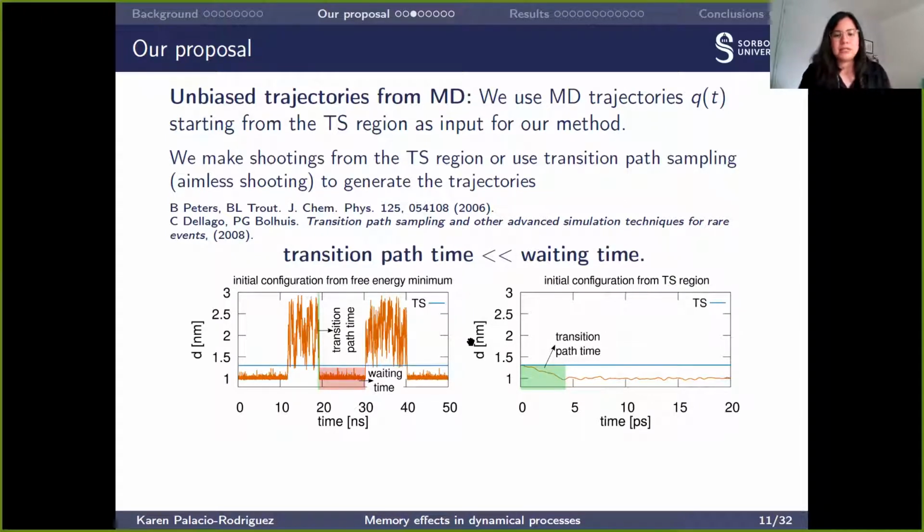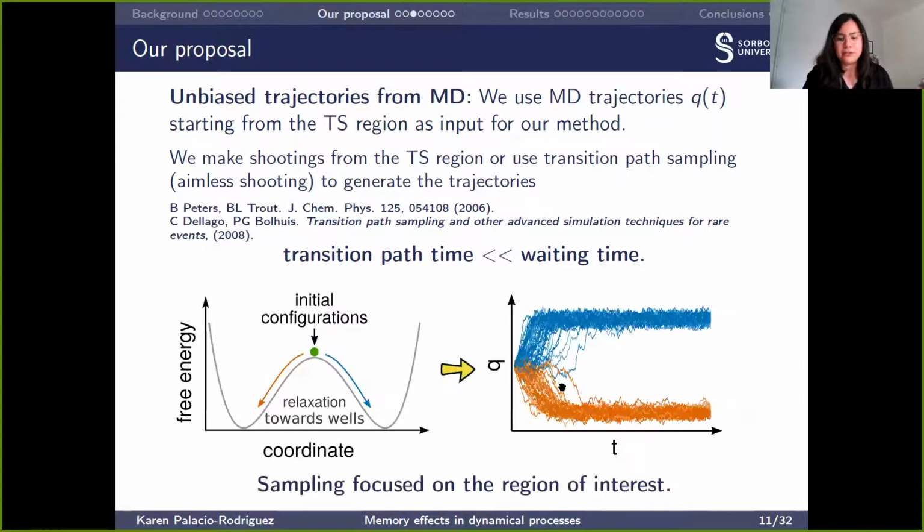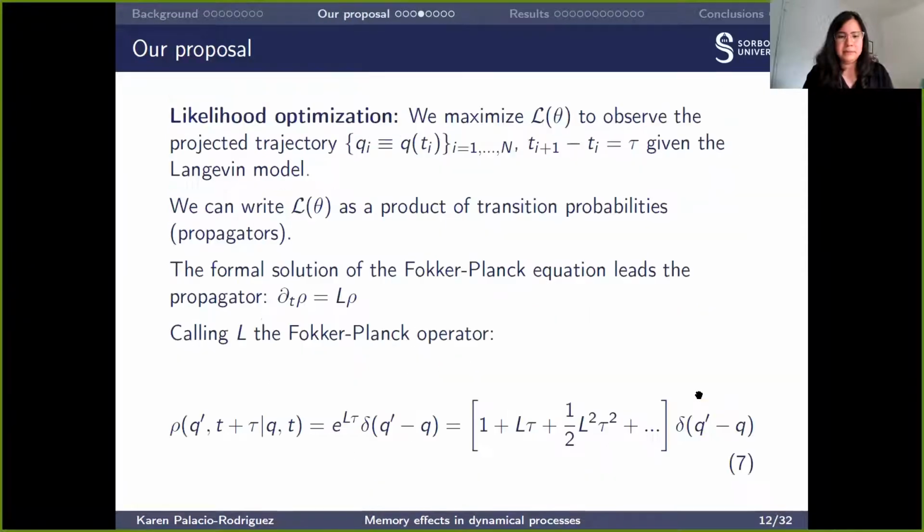So what we propose is that we can use methodologies that are focused on these transition paths, for example, transition path sampling. Using these methodologies, we are sure that we obtain good mechanisms, we obtain good transition path trajectories, and we focus the sampling in the region that is more interesting to us, that is the region of the barrier. And this is more computationally efficient because we are not spending a lot of time in the minimum.